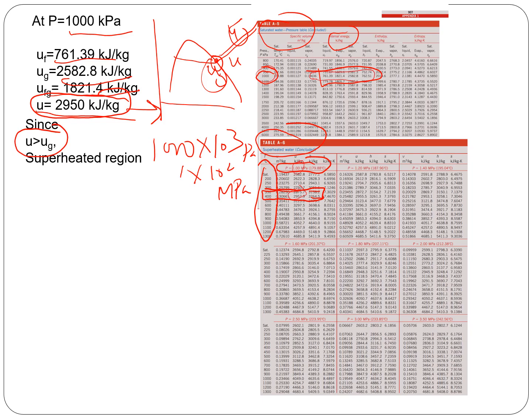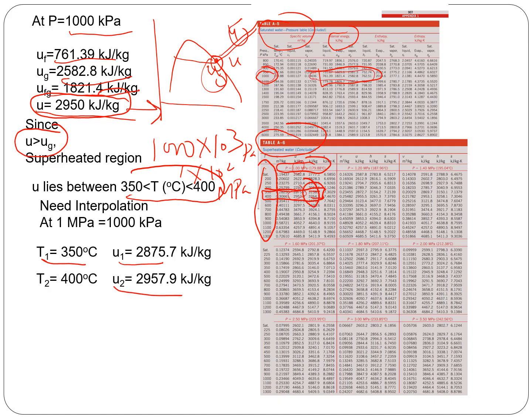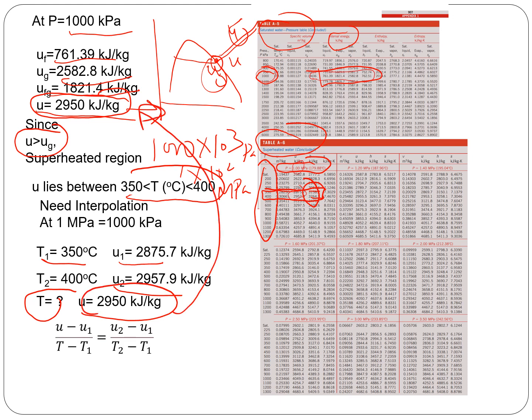So we need to do the interpolation to find the unknown value of temperature. U lies between 350 and 400 degrees centigrade, and these are the values. At this value, T1 is 350, U1 is given, T2 is 400, and U2 is given, and you need to find the T when U is what is given here. So you carry out the interpolation like we discussed before, and the only unknown is temperature. If you substitute the values, the unknown temperature is 395.2 degrees centigrade.